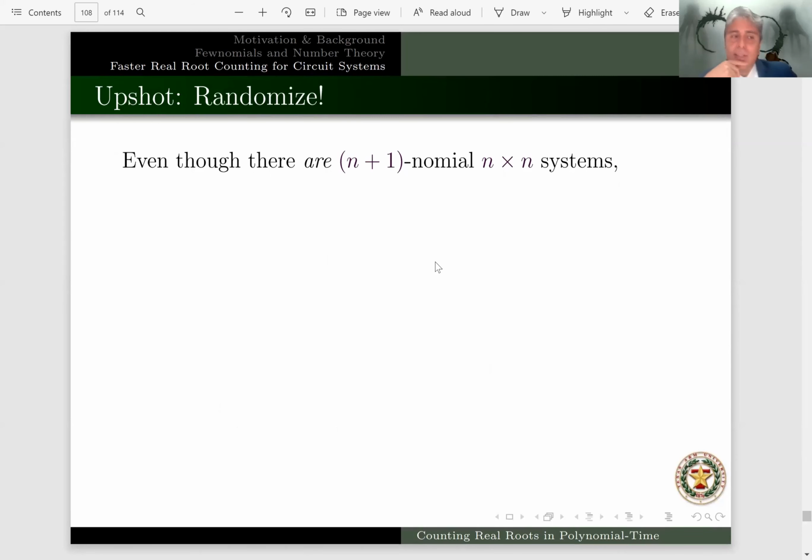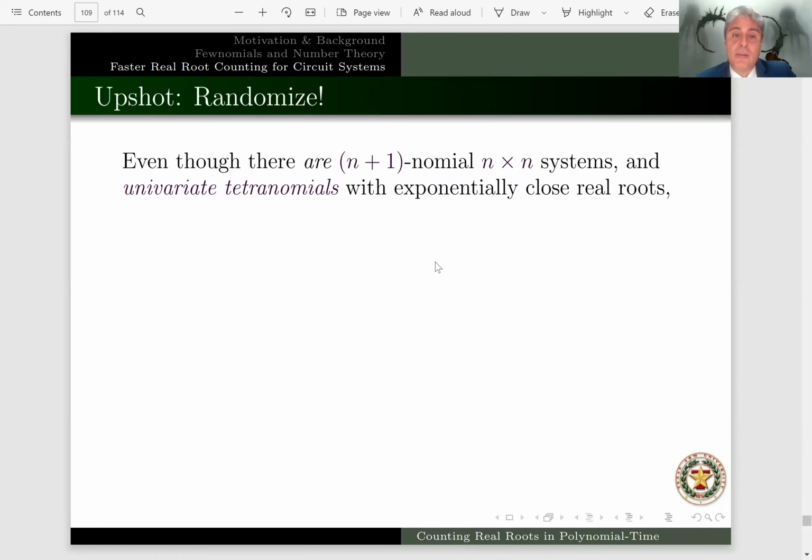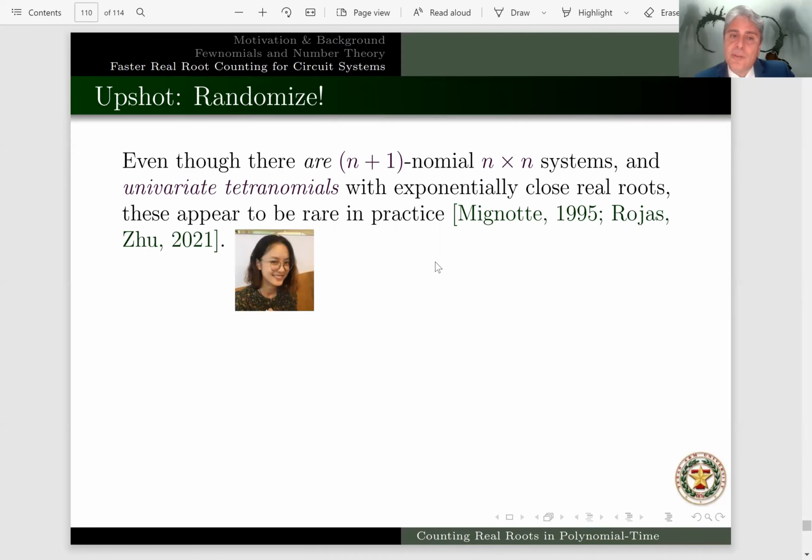Now, the last thing I want to say, I'm sorry I'm a little bit over time, is that all this work is basically telling us to randomize. So here's an observation. Even though there are n+1 nomial systems with n equations and n unknowns, and univariate tetranomials with exponentially close real roots, you can build systems that have really close roots. These appear to be rare in practice. And so there's an older result of Mignotte on univariate polynomials, and there's a recent result I have with one of my former grad students, Yu Zhu, where we look very closely at some of these extremal examples and get some interesting results.